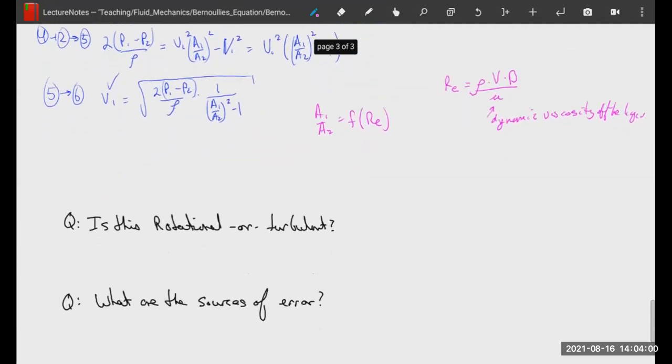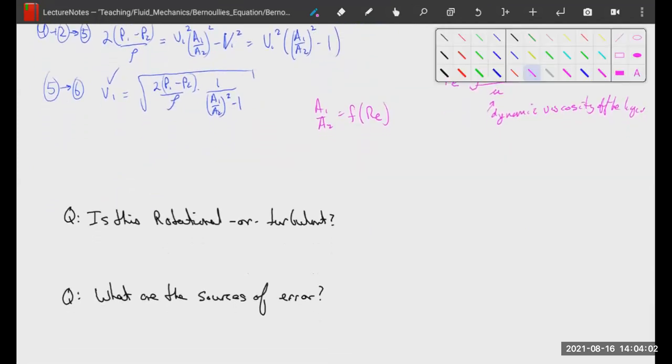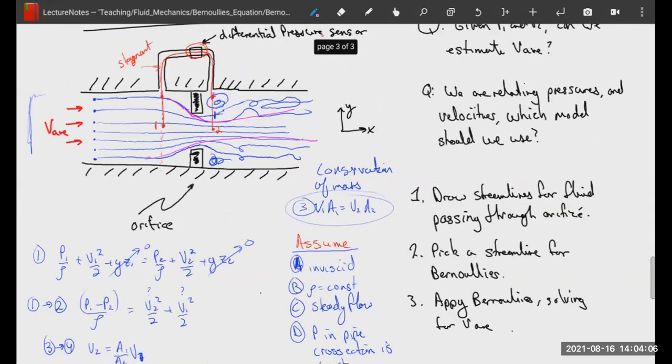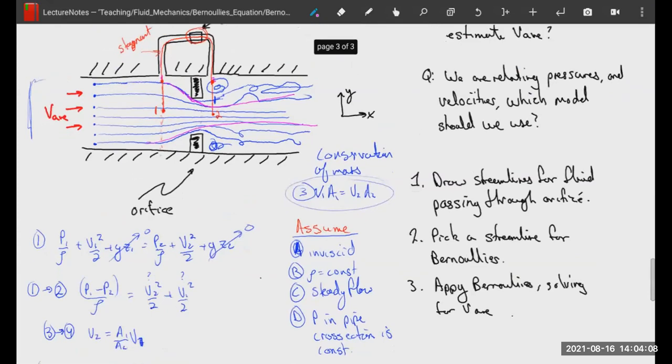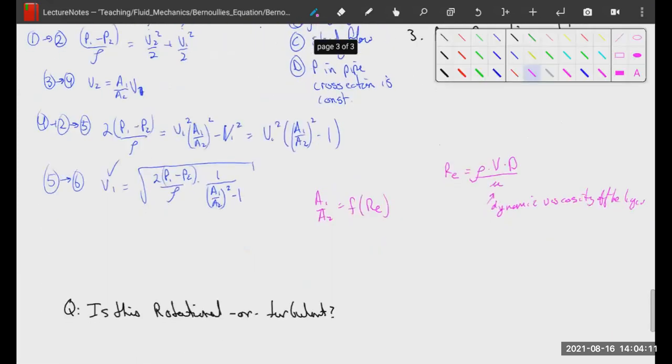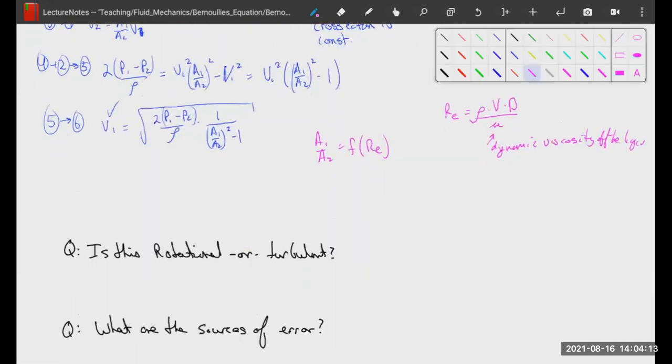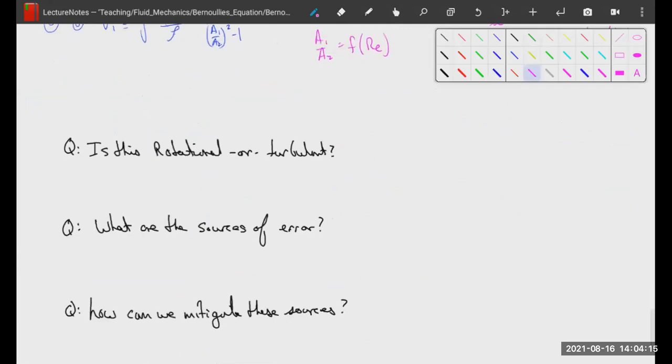Couple questions. Is this rotational or turbulent flow? Look at how I've drawn it and answer that question. All right, write down yes or no and why. Okay, so the answer to that is, yeah, it is totally rotational flow, and it is likely turbulent flow too. Most of the velocities that we're dealing with in these pipes that have an orifice plate in them are high enough to cause turbulence after it.